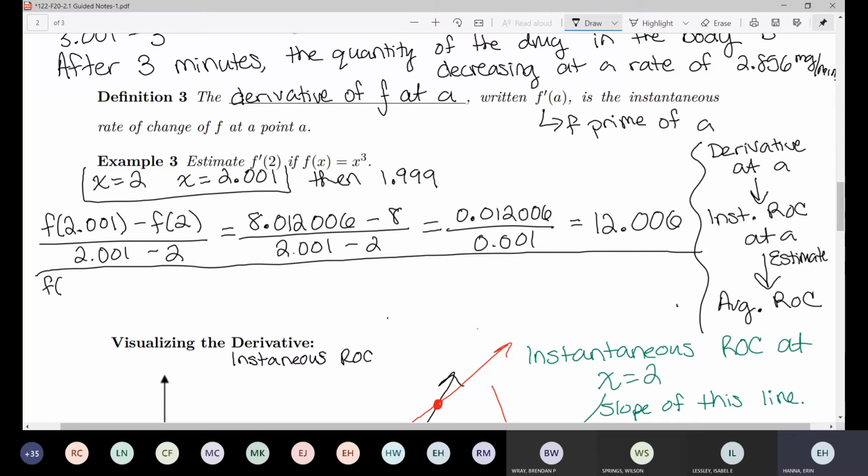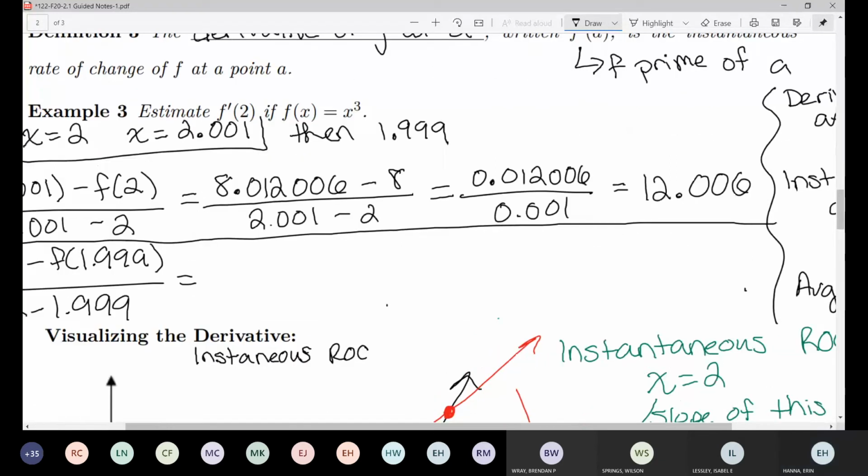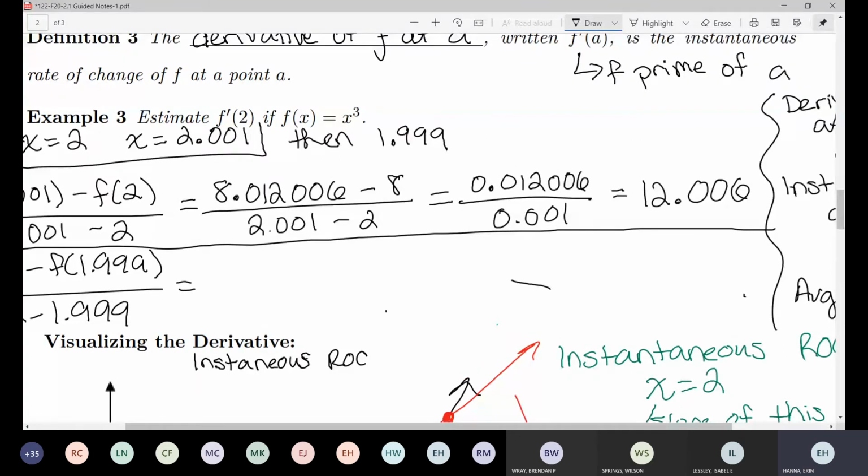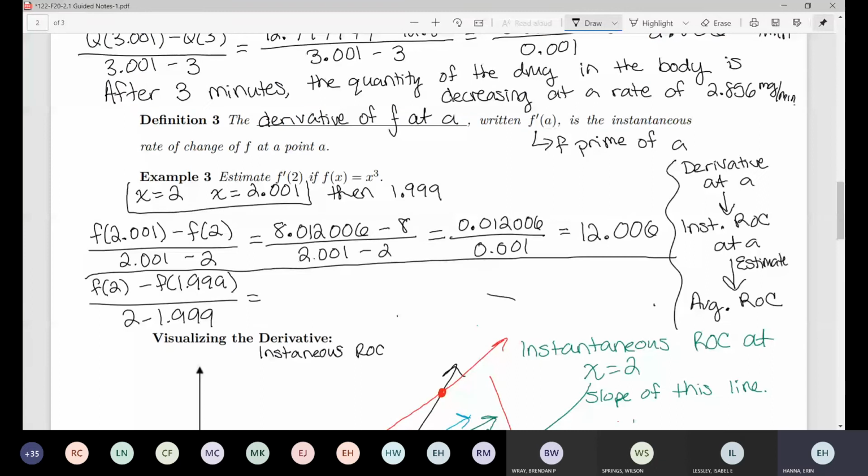But say I then wanted to try the opposite way, if you will, the 1.999 instead of the 2.001. So let's do f of 2 minus f of 1.999 over 2 minus 1.999. You never have to do both unless they tell you to. I'm just doing both because I want to demonstrate something. So we've got 8 minus 7.988006.